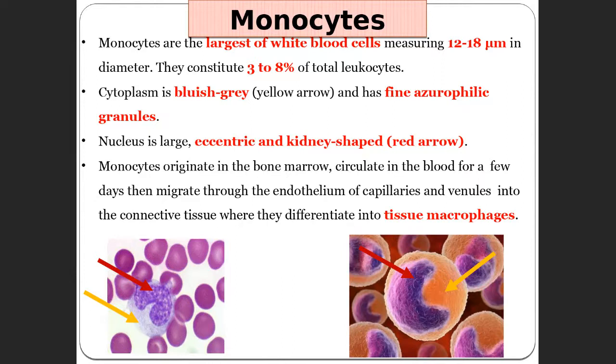So kidney shaped nucleus. This is very, very important. We may ask you in the exam. Monocytes are usually present in blood. Sometimes they go out of the blood, and in the tissue, they are called tissue macrophages. So this type of cells we may ask you in your MCQs or in your OSPE exam.